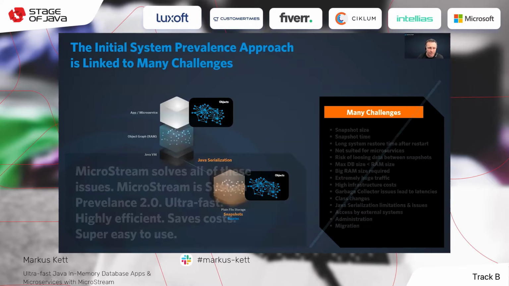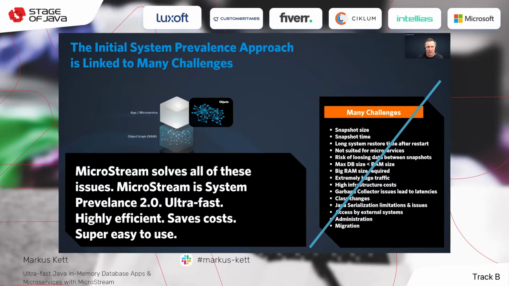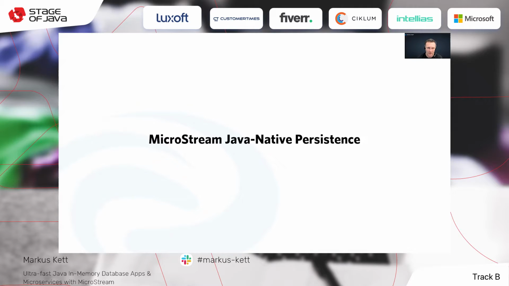Now, with MicroStream, we have eliminated all of these problems. And this is the reason why we sometimes call MicroStream System Prevalence 2.0. With MicroStream, you're able to build really ultra fast applications that are highly efficient and save you costs. Database applications with MicroStream are very easy to implement. Let's have a look at how MicroStream works.